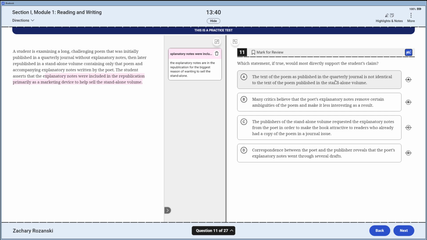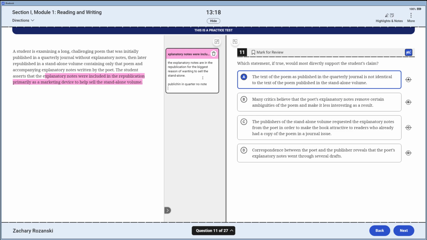The text of the poem is published in the quarterly journal. The text of the poem in the quarterly journal is not identical to the text of the poem published in the standalone volume. I want to know which one's which. So I'm going to read the previous sentence, the first sentence, and it was initially published in the quarterly with no notes, and then later the standalone volume has notes. I understand. So it's standing alone from the journal, not standing alone from the explanatory notes.